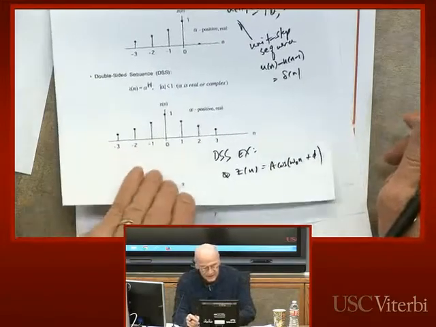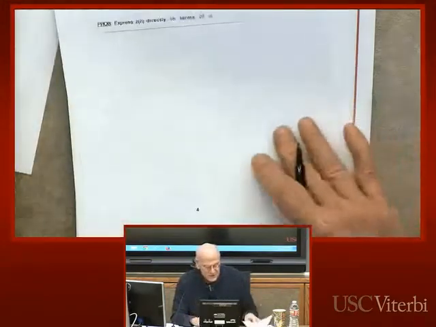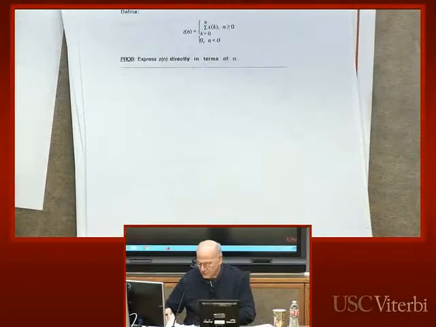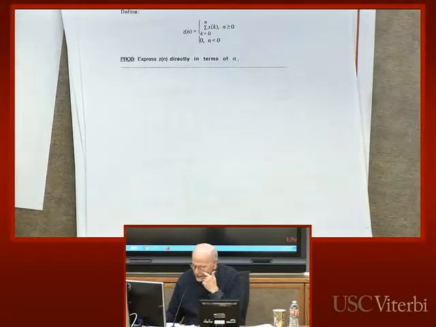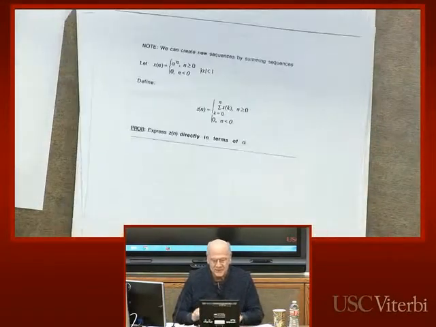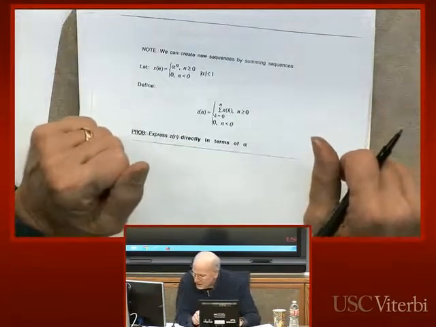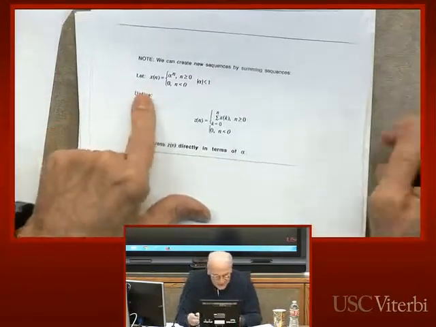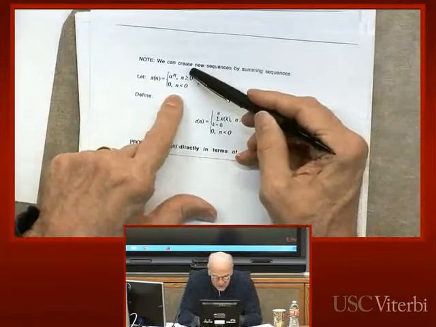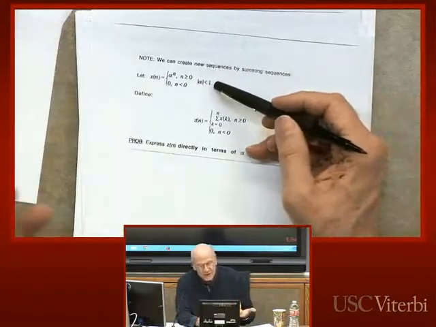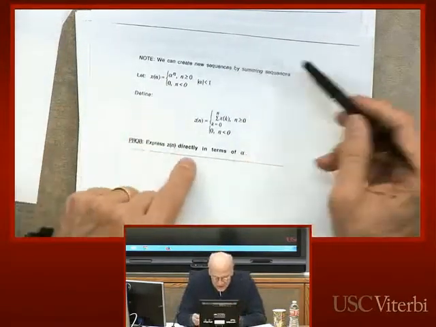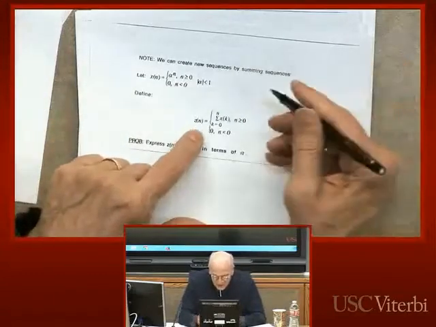So anyway, we get all these different types of sequences, and if you want, you can create new sequences by summing sequences. We'll talk about that later. So here's an example. Here's my first sequence, the initial primary sequence, and then here's the secondary sequence derived from that.